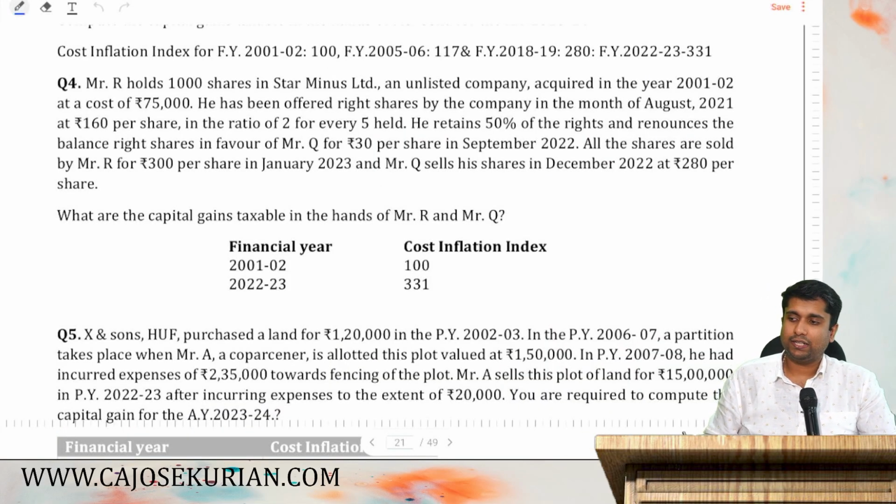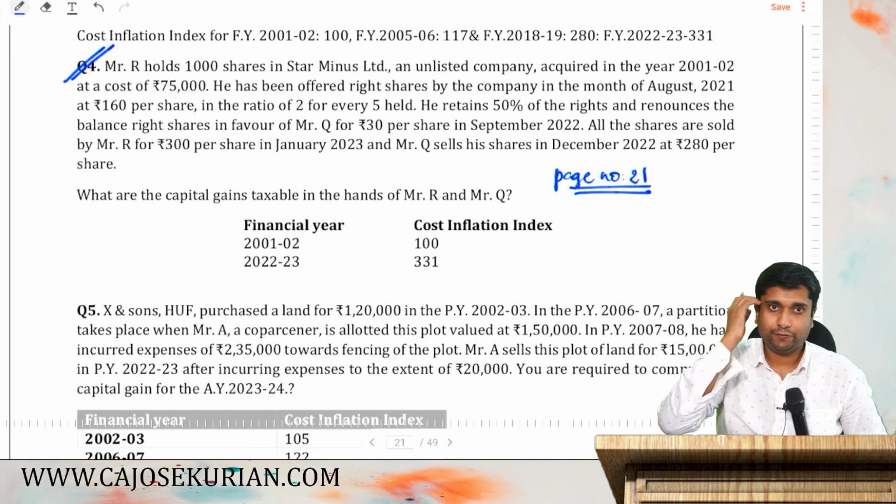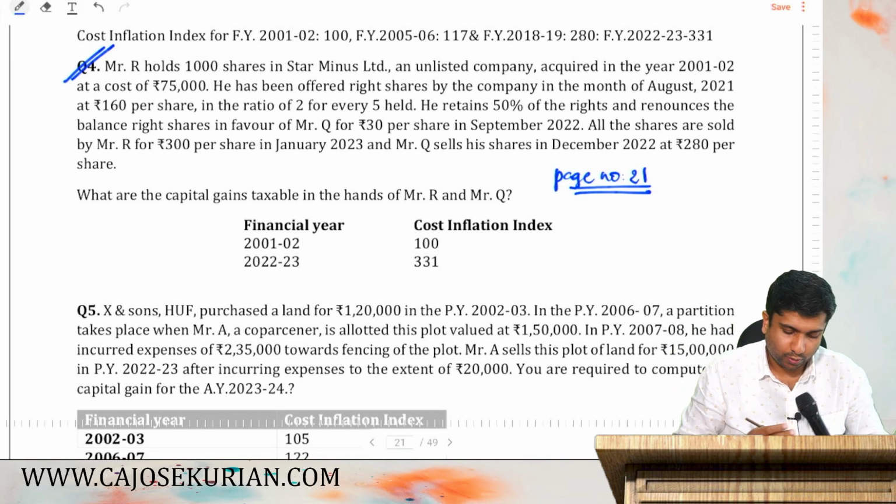Okay friends, now let's solve a question. Please take question number 4. It's in page number 21. Alright friends, so let's read the question and solve the answer together.